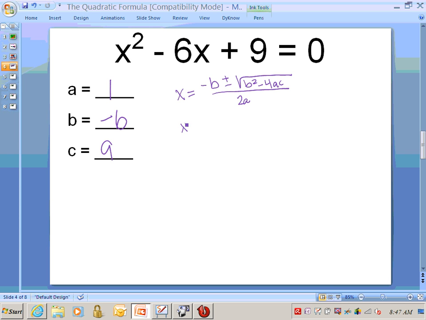So I've got x equals negative times negative 6 plus or minus the square root of negative 6 squared minus 4 times 1 times 9, all divided by 2 times 1.